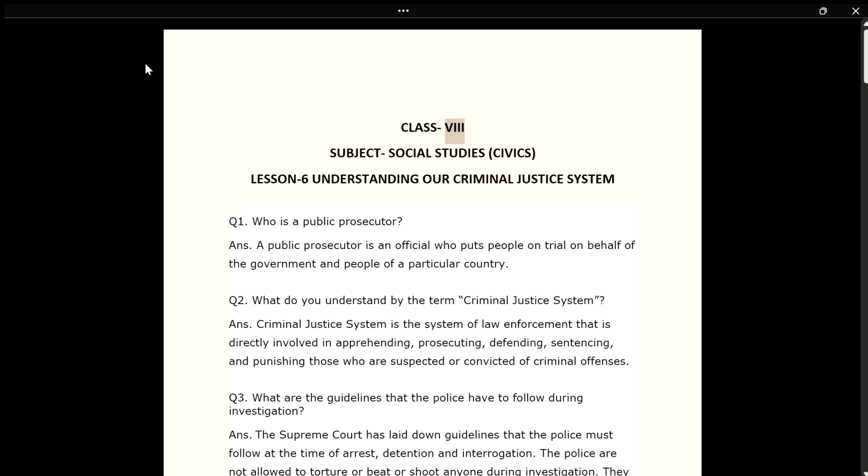Class 8. Subject Social Studies, Civics. Lesson 6 Understanding our Criminal Justice System. Q1. Who is a public prosecutor?